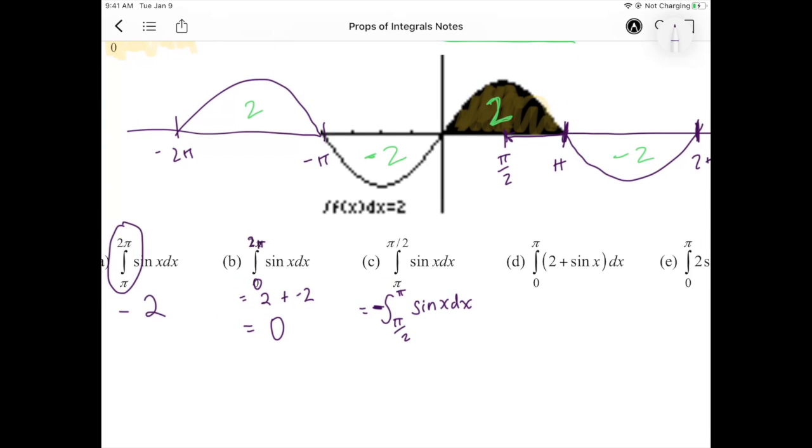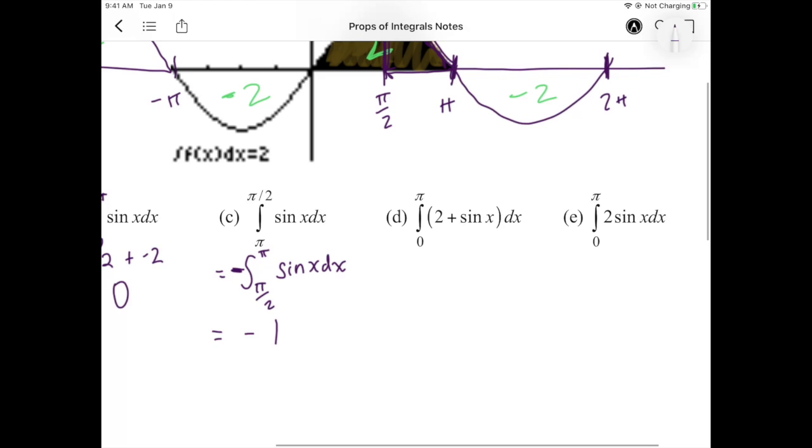So pi over 2 to pi is half. You see, it's half of this. So if the whole thing is 2, half of it is just going to be 1. So this is -1. Okay, let's keep going.